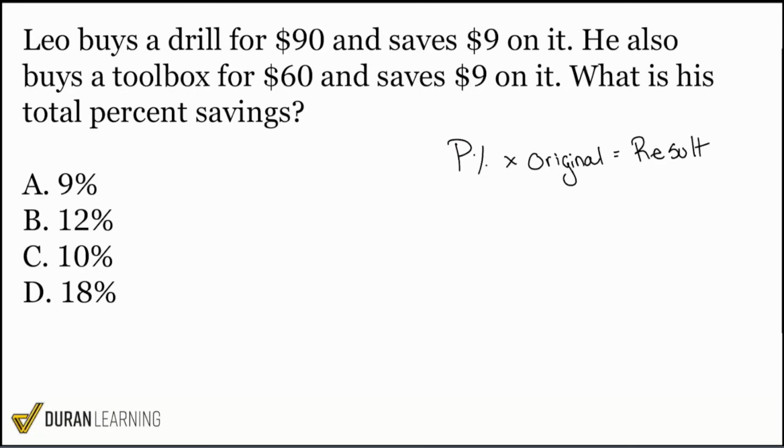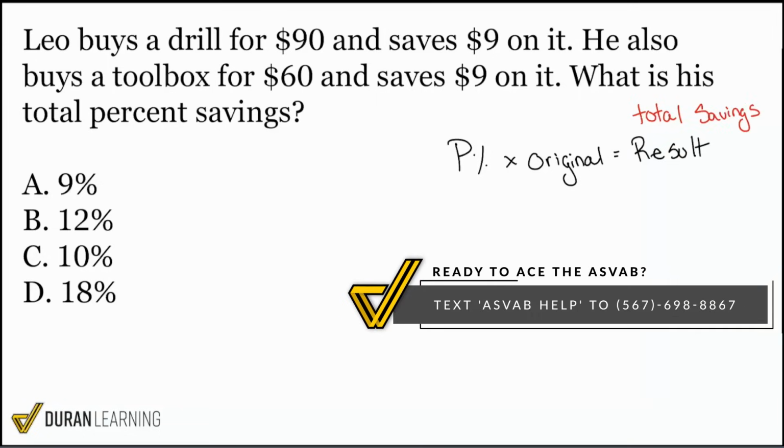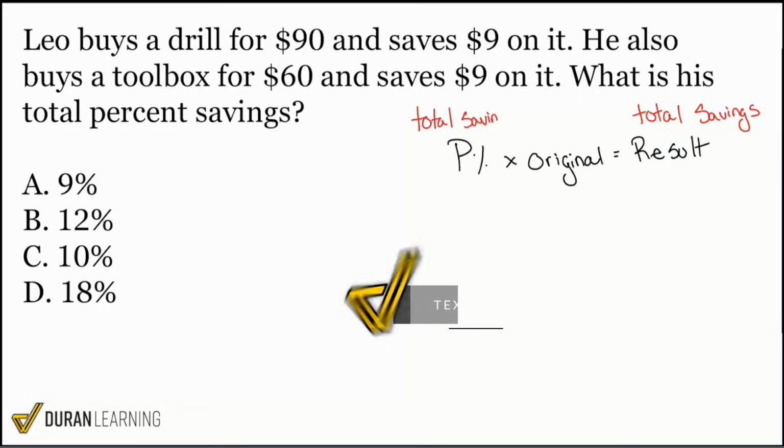So if we want to find the total percentage of the savings, what we can do, very clear cut, is plug in the total actual savings. Because if we plug in the total savings, we'll get the total savings percent. Remember, the percent you apply is the result that you get.